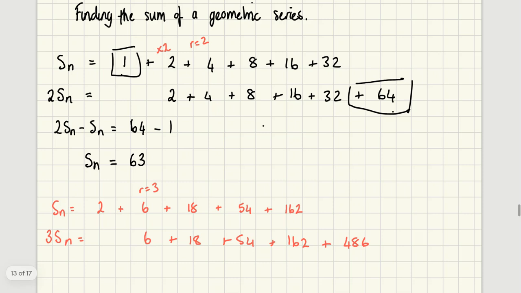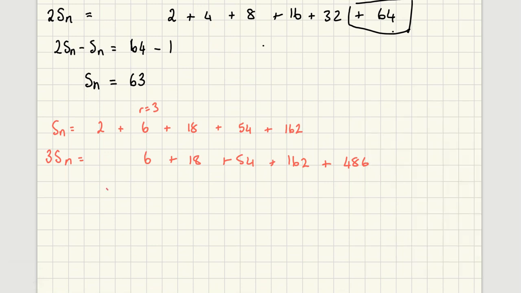All right, so what do I do at that point? Well, now I can do the thing I did before, which is 3 lots of Sn minus 1 lot will give me 486 minus 2. Okay, 2Sn equals 484, so then Sn is 484 over 2, which is 242. Okay, so that's a numerical approach to doing it.